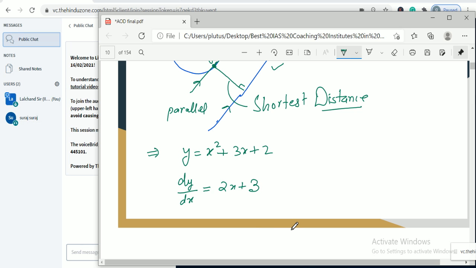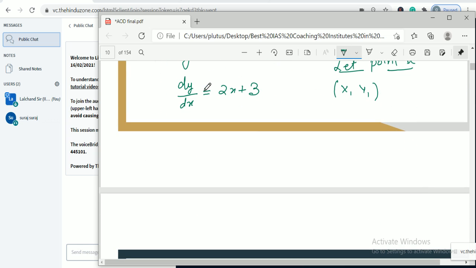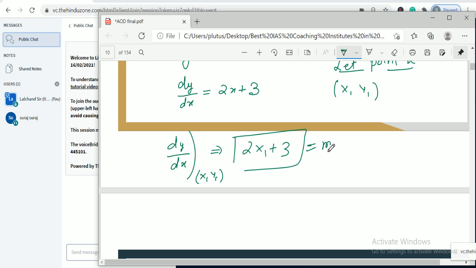Let's suppose there is some point, let's say (x1, y1). So what is the slope value at this point? The slope value dy/dx at (x1, y1) will be 2x1 + 3, isn't it? This is our slope value, the m value, that is the slope of the tangent.